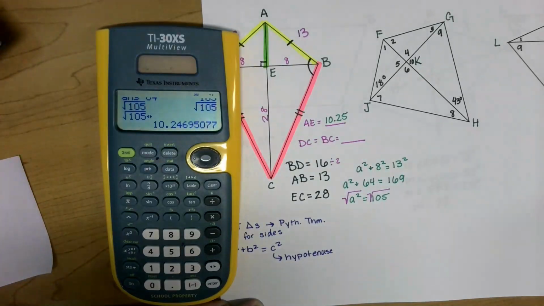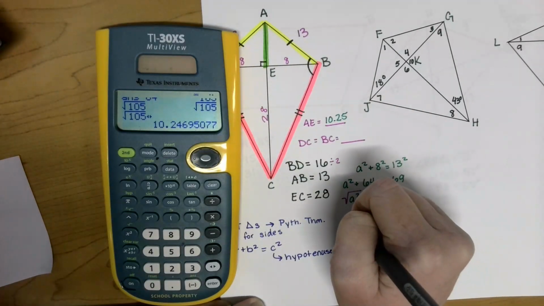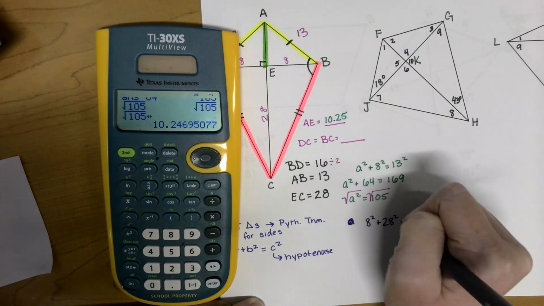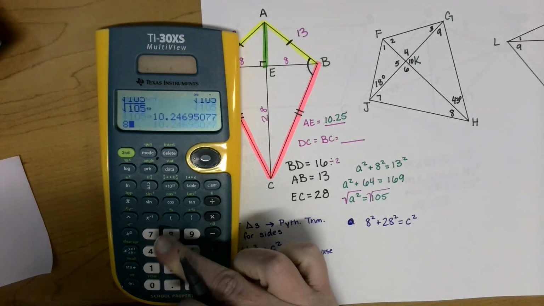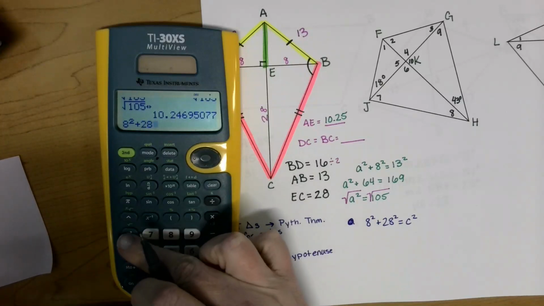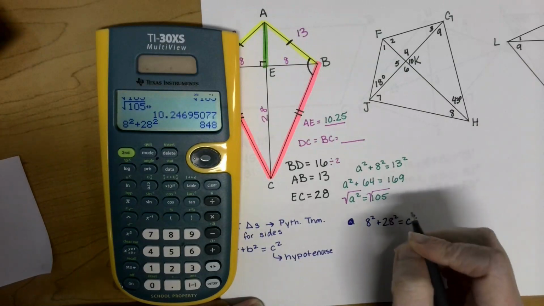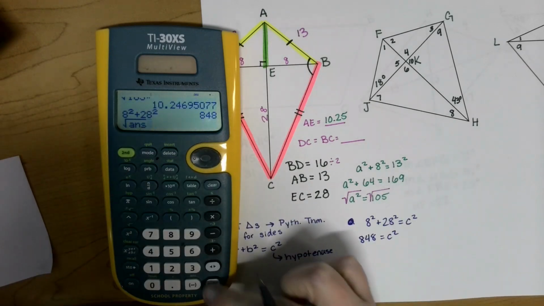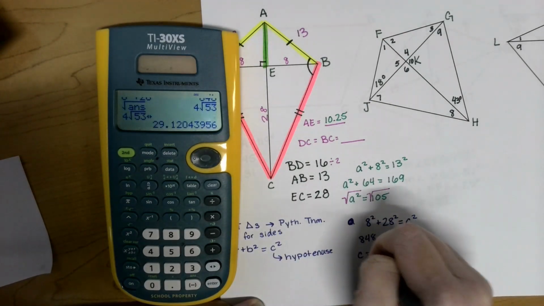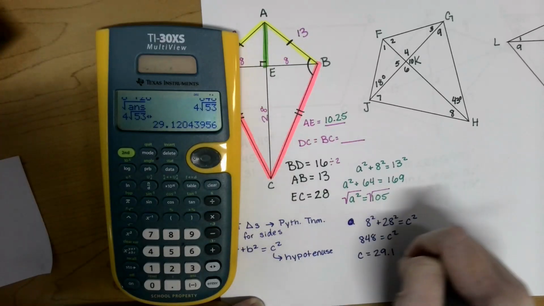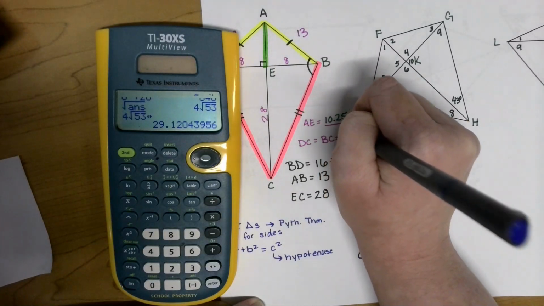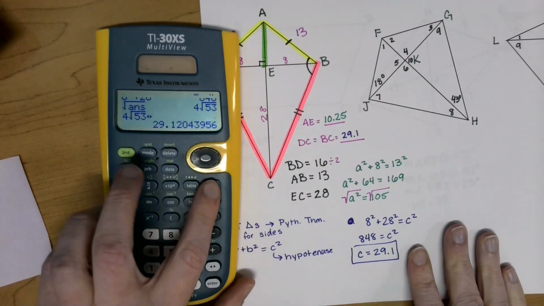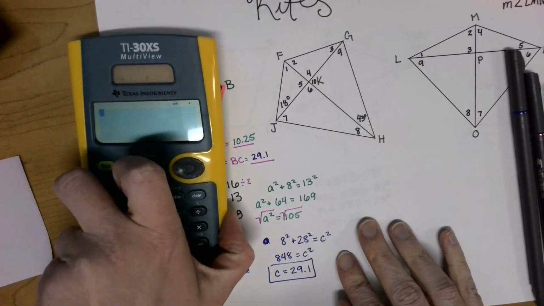Now let's look for BC. BC is a hypotenuse. So I'm going to plug in my two legs. So 8 squared plus 28 squared equals c squared. I'm going to put both of them in the calculator and save some time. 8 squared plus 28 squared is 848. And we're going to take the square root of 848. And c comes out to about 29.1-ish. Okay, so not pretty, but doable. And that's it for sides. That's as complicated as kites is going to get for sides. Let's look at angles.